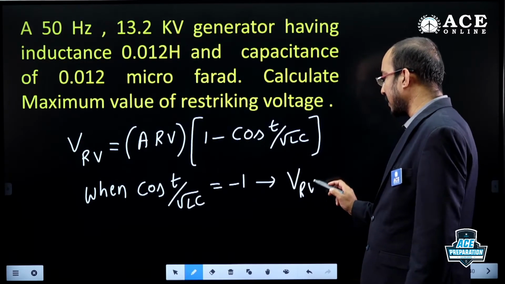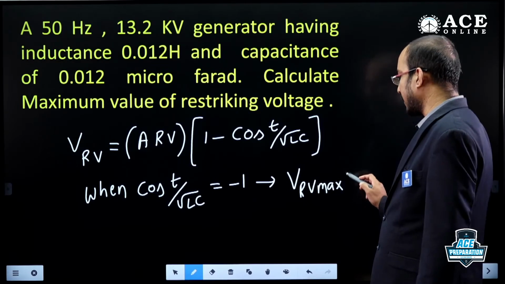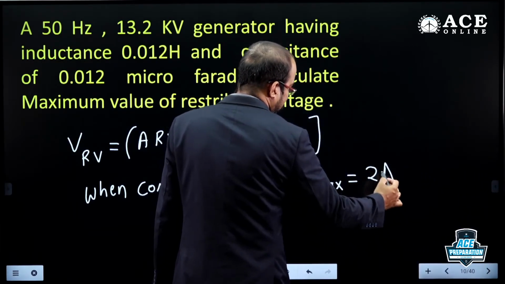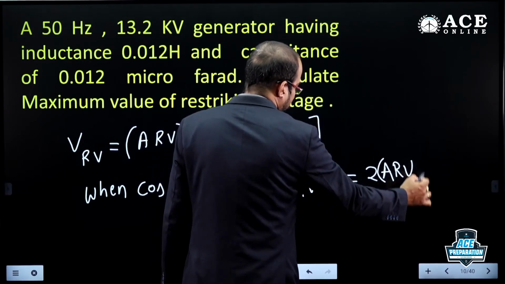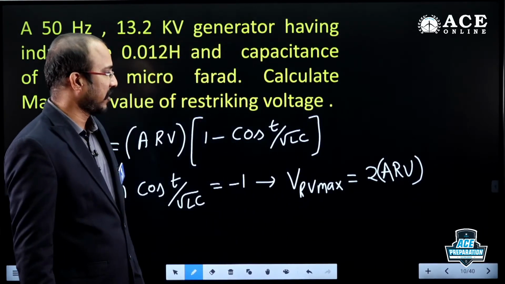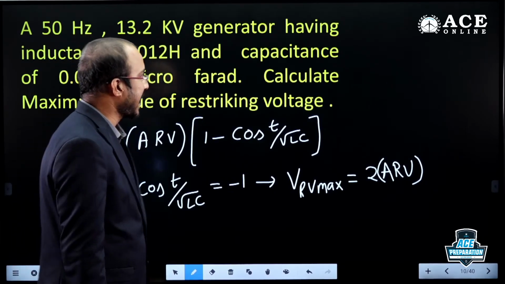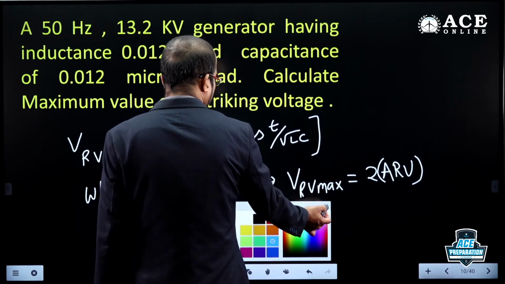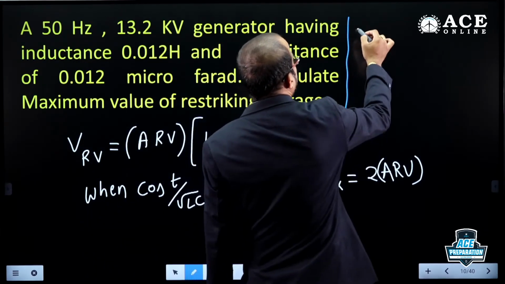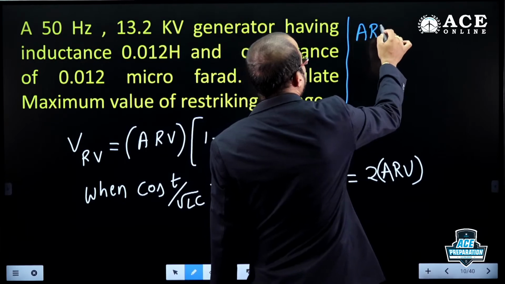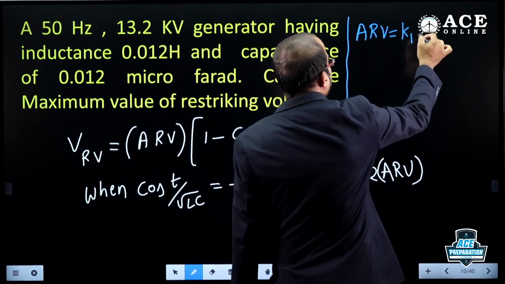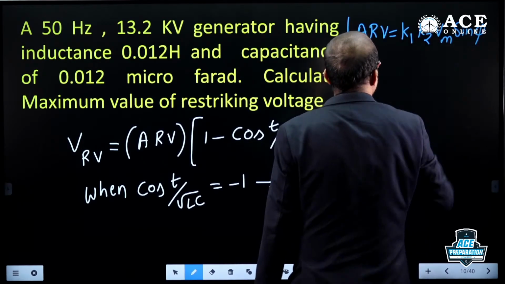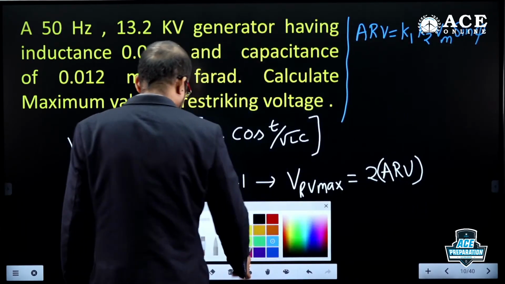Now what is the VRV maximum value? That is nothing but 2 times active recovery voltage. So if we can calculate active recovery voltage, our problem is solved. How do you calculate active recovery voltage? ARV is equal to K1 K2 V maximum sin phi.